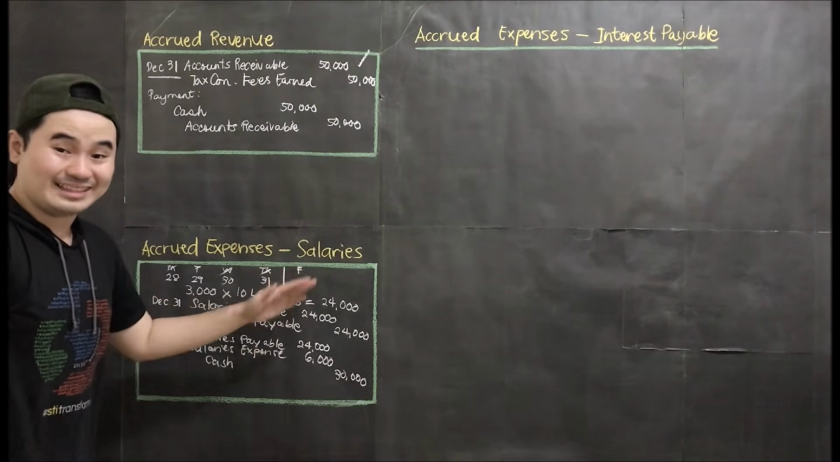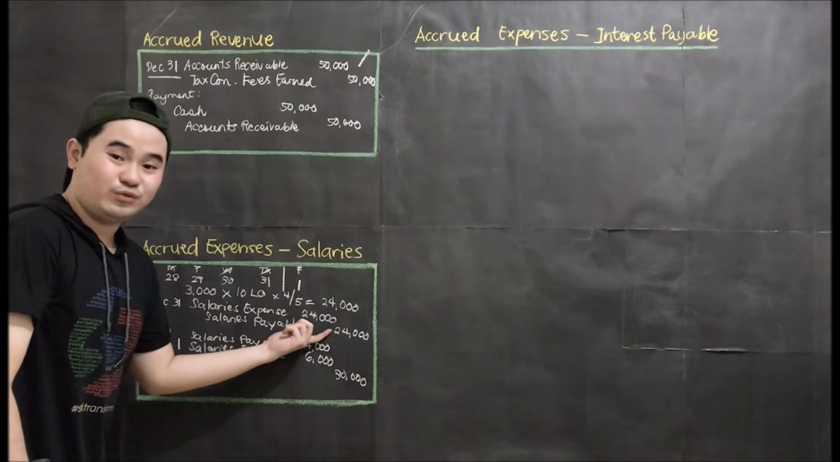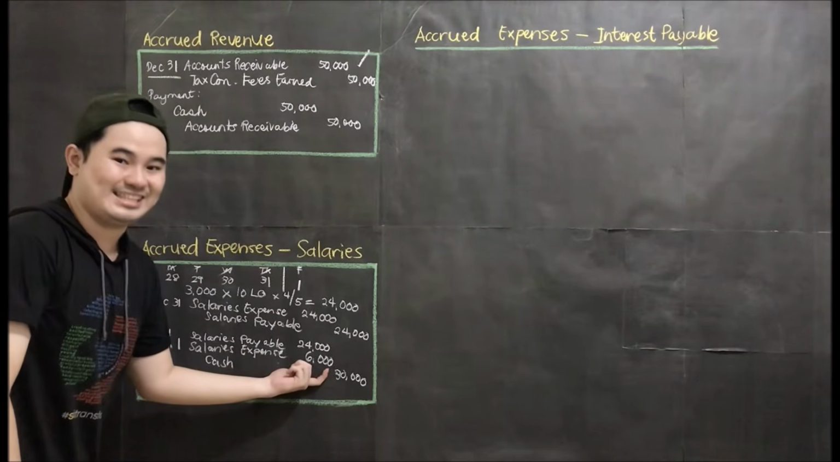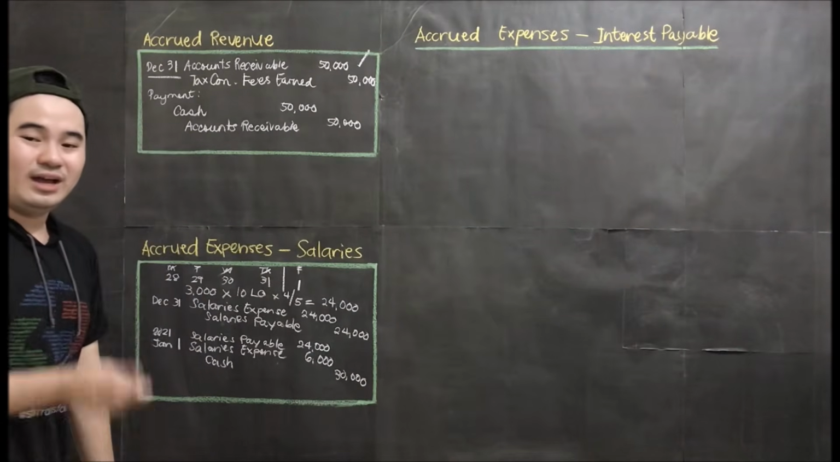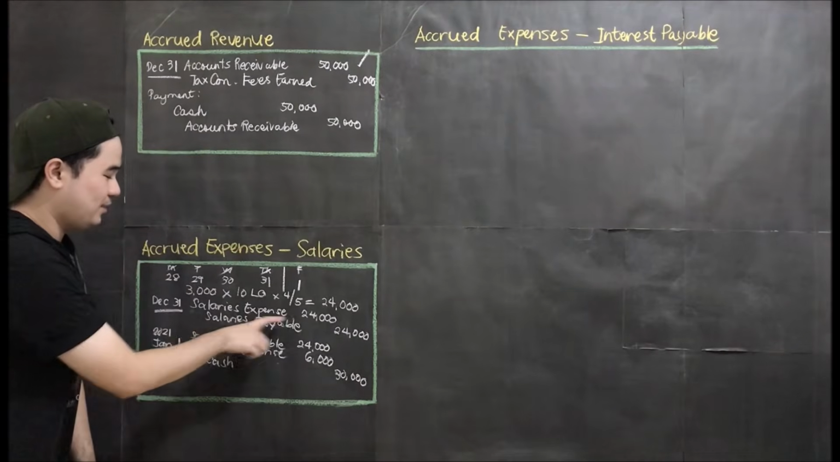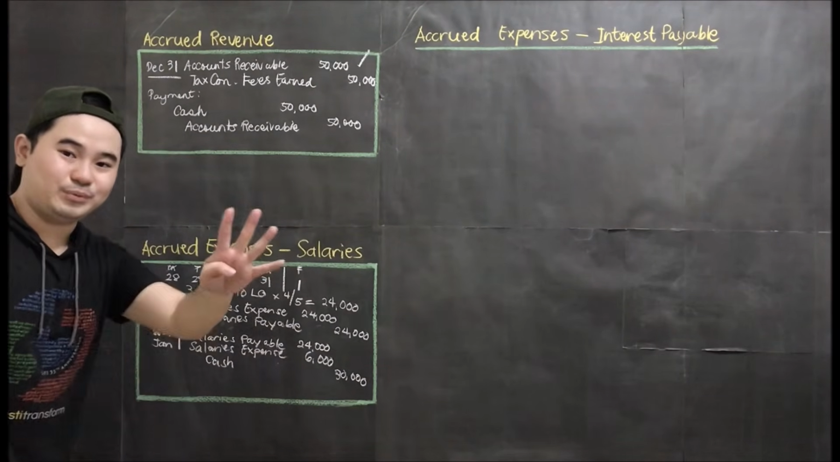Pero nahiwalay natin ng maayos na. Expense ng 2020 ay 24,000. Pero expense ng 2021 ay yung natirang 6,000. Pero, 24 plus 6, 30 pa din. So, anong adjusting entry for December 31? Ito po. Debit salaries expense, 24,000. Credit salaries payable, 24,000 para po dun sa apat.